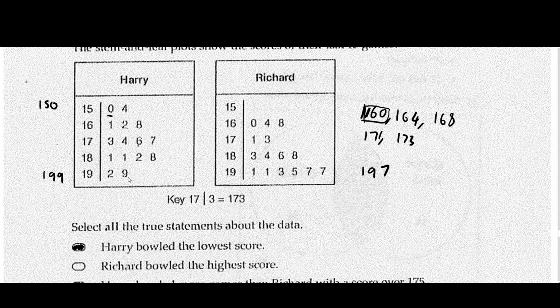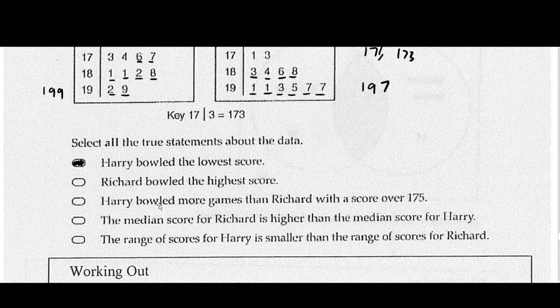175. He started here. We got 1, 2, 3, 4, 5, 6, 7, 8. Wow. Over 175 for Richard. That's 173, so we're not counting that one. 183. Yep. 1, 2, 3, 4, 5, 6, 7, 8, 9, 10. So no, that's not true either. Richard bowled more games with a score over 175.